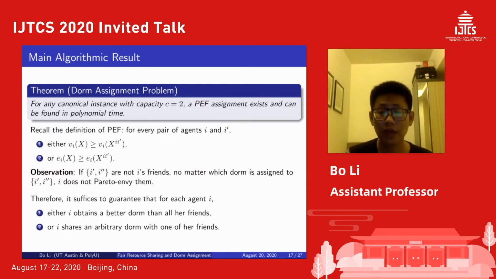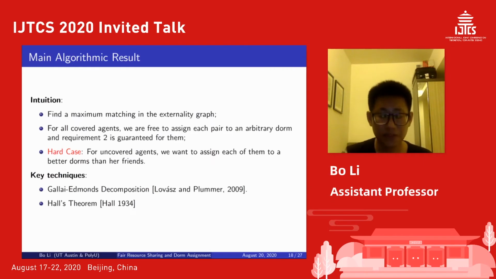Okay, so in the following, we design an algorithm such that for each agent, one of these 2 conditions holds. The idea is like this. We first compute a maximum matching in the externality graph. And if this maximum matching covers all the agents, then we are free to assign each pair of matched agents to an arbitrary DOM, so that the second requirement is satisfied because everyone is sharing a resource with a friend. So this is the ideal case.